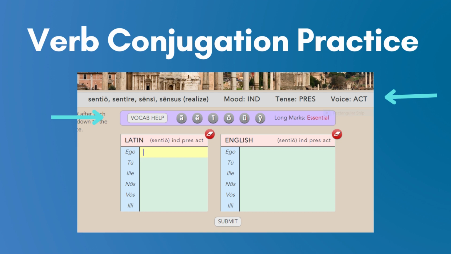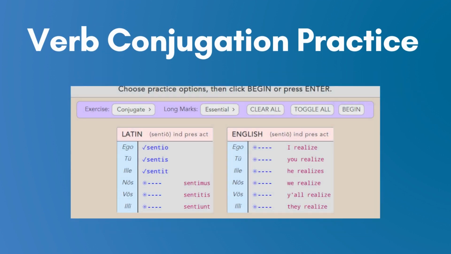And again, it's going I, you, he, she, it, we, you all, they, right? Ego, tu, ille, and down the line. And you're also giving your English translation. So when I fill it out, you can see here I started filling it out. I start writing sentio, sentis, sentit, down the line. And when you hit submit, it'll tell you if you got it right or wrong.